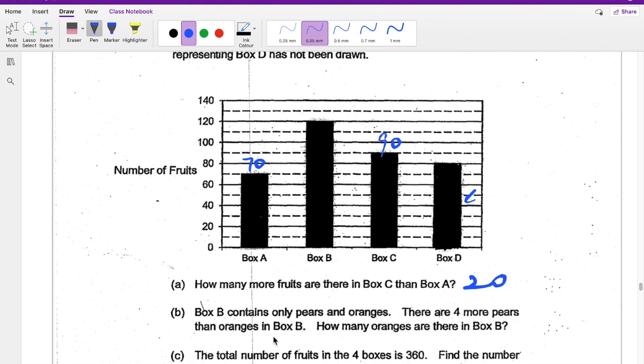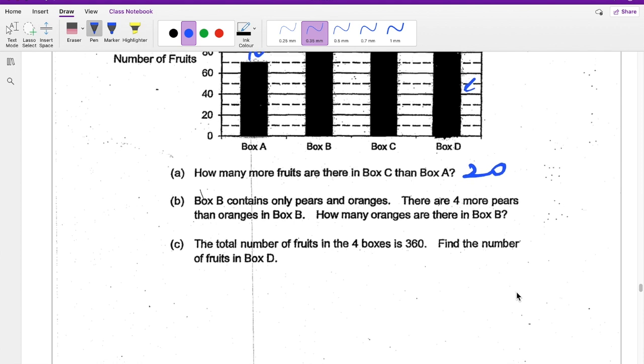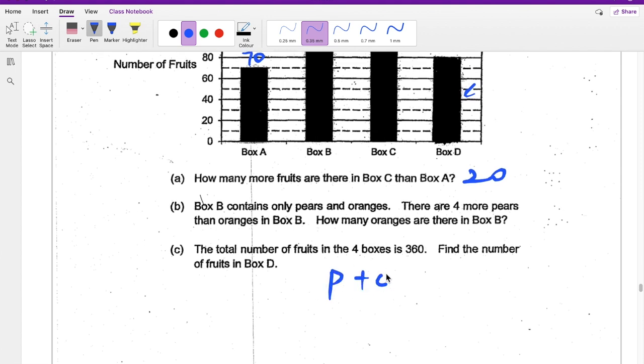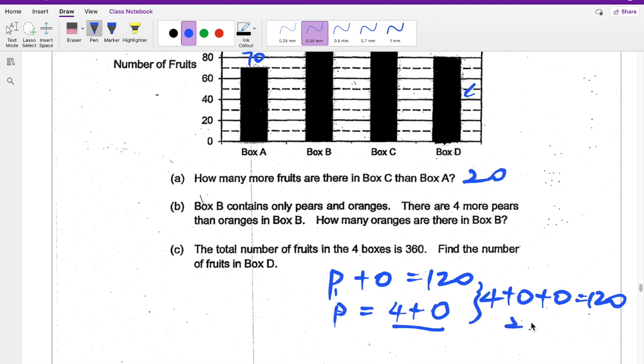He said box B contains only pears and oranges. There are 4 more pears than oranges in box B. How many oranges are there in box B? Well, we first count, based on this bar chart, that pears and oranges together are 120, right? 4 more pears than oranges, so pears equals 4 plus oranges. There are two unknowns here, so we need to have only one unknown, so we replace pears with 4 plus oranges. So 4 plus orange plus orange equals 120. 2 oranges equal 120 minus 4, which is 116. Orange equals 58.